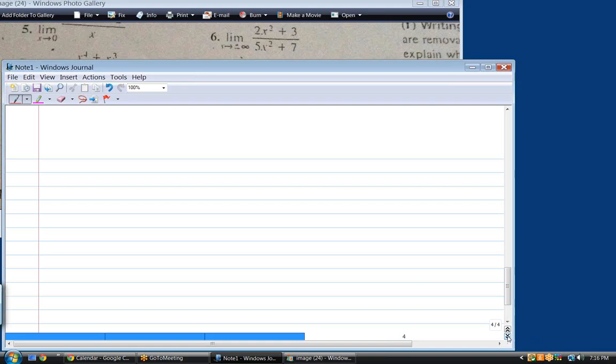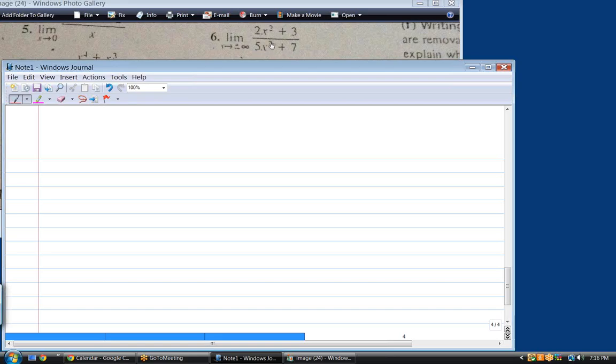What is the limit when x goes to infinity in this situation? 2/5. All right, you got that. In other words, it's always the ratio of the coefficients as long as these powers are the same.